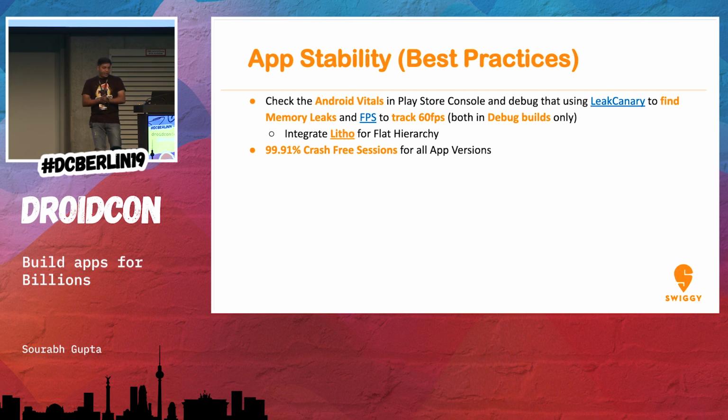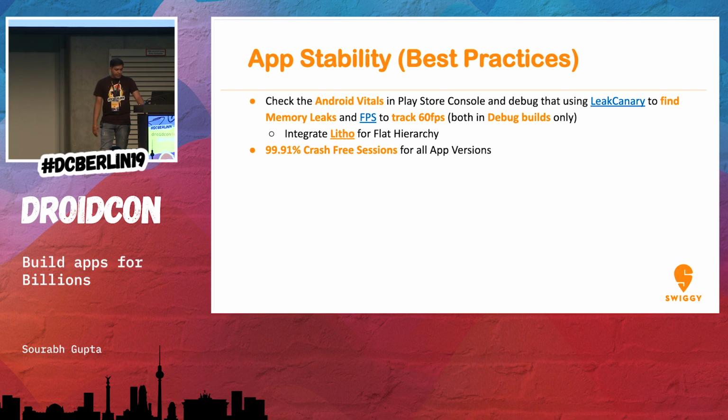Check the Android vitals in the Play Store. We have enabled the leak and the FPS build in our debug so that it will always give the memory warnings, plus how the frames per second are working in our app. So with all that optimization, we are seeing 99.91% crash-free sessions for all our app versions, and for the top builds, it's 99.95%.